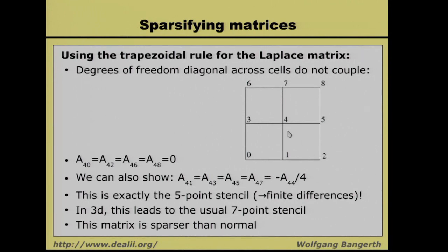On the other hand, I can show that A41 and A43 and A45 and A47 are in fact minus 1/4 of A44. So in every row of this matrix, you have 4 minus 1s and 1 4. And of course, you've seen that before. That's exactly the 5-point stencil that we get out of the simplest finite difference approximation of the Laplace equation. So if you apply a simple enough quadrature rule to a finite element scheme, you may come out with a finite difference scheme. And in fact, that is one of the reasons why people often say that finite differences and finite elements are the same.